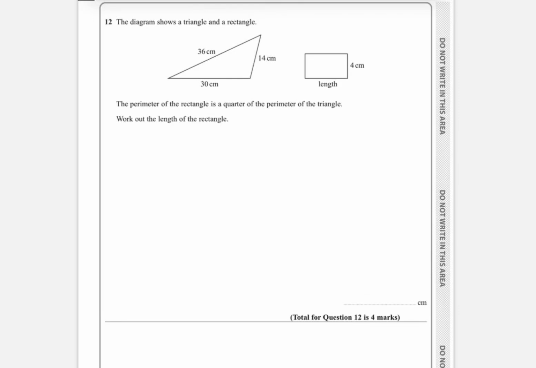Hello. So in today's video, we'll be solving question 12 on the GCSE Maths Foundation Paper 1 paper. So the question says that the diagram shows a triangle and a rectangle. The perimeter of the rectangle is a quarter of the perimeter of the triangle. Work out the length of the rectangle.